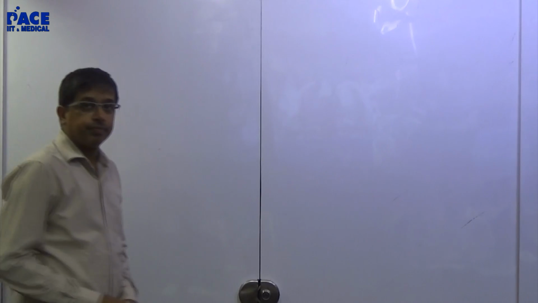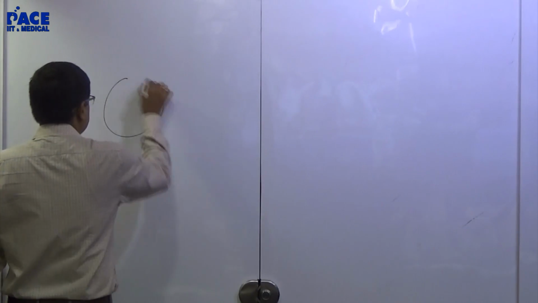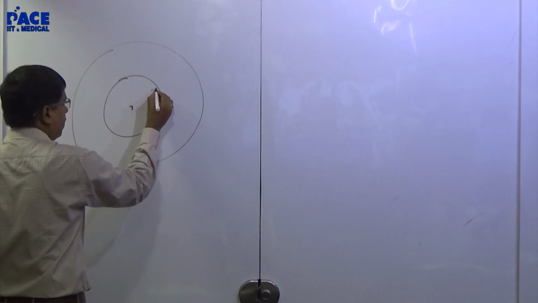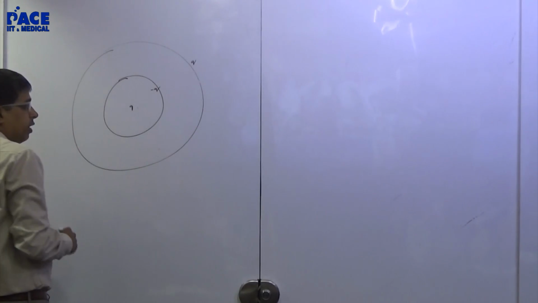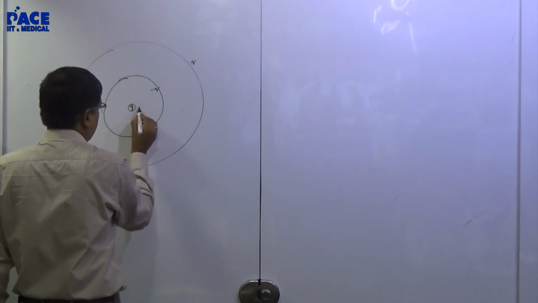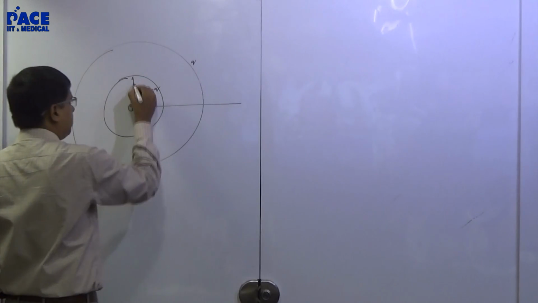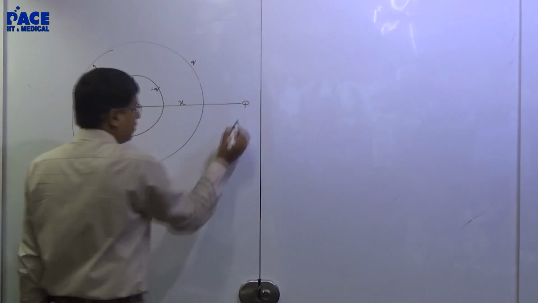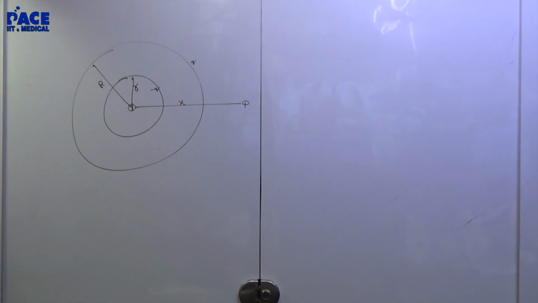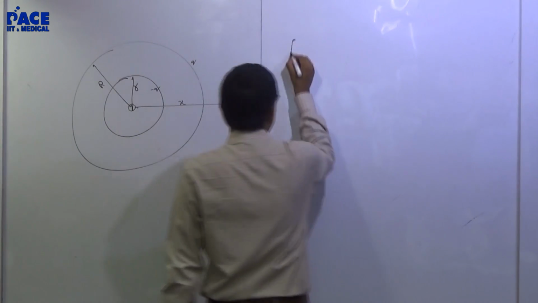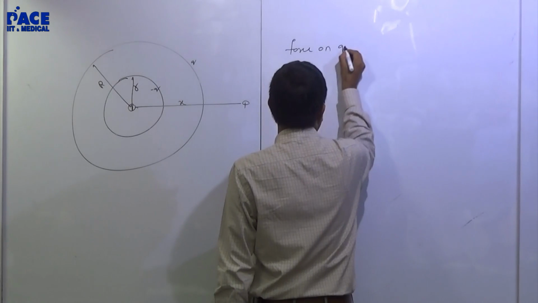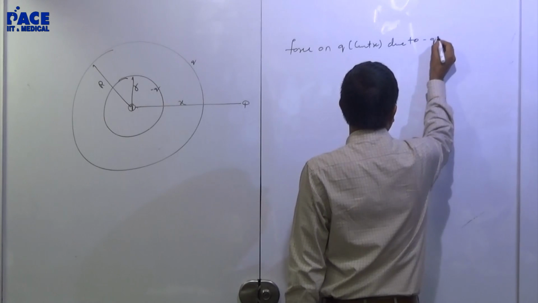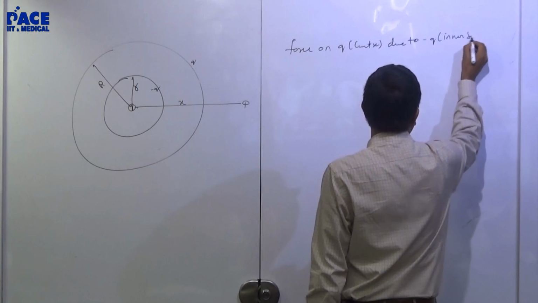Now listen. This is the cavity, and you have Q here, minus Q here, and Q here. Right? At a distance of, let me call this small r, let me call this capital R. At a distance of x, I have got capital Q here. First question asks, force on Q at center due to minus Q on the inner surface.